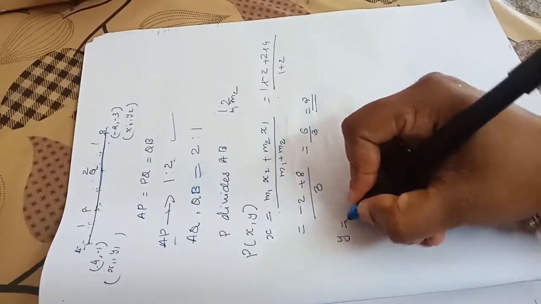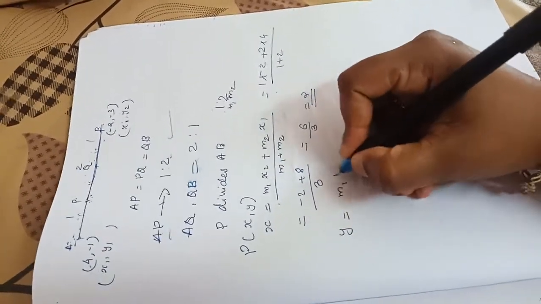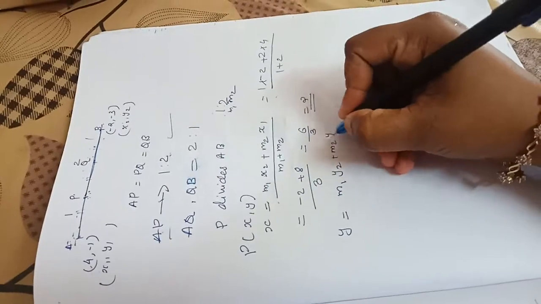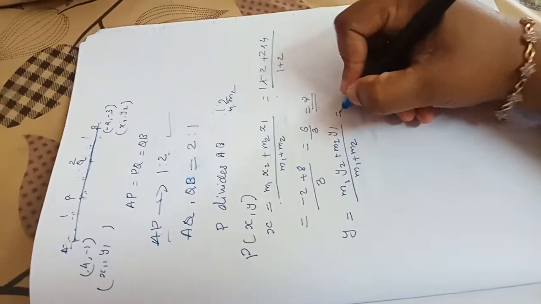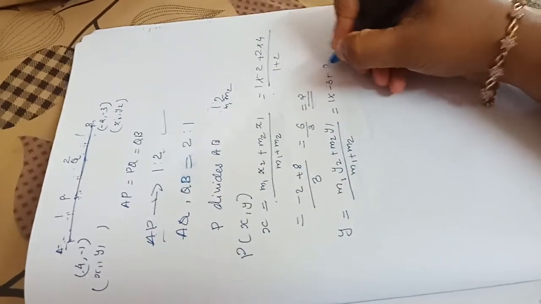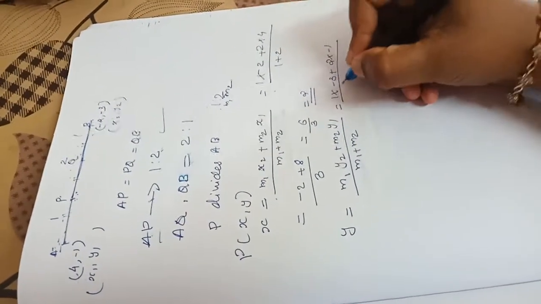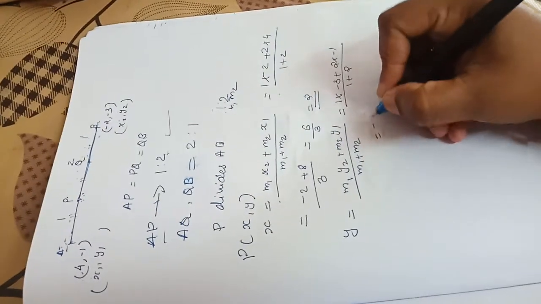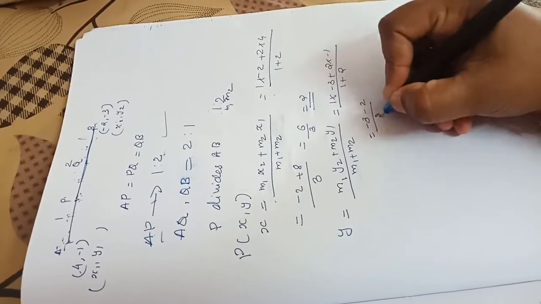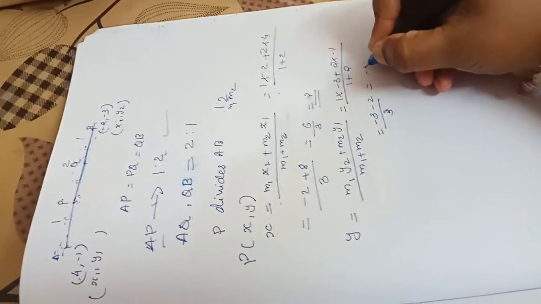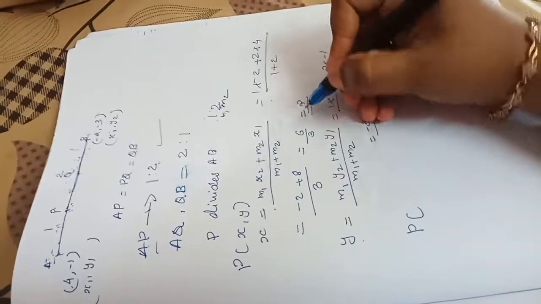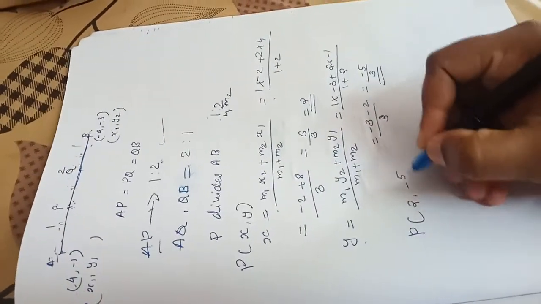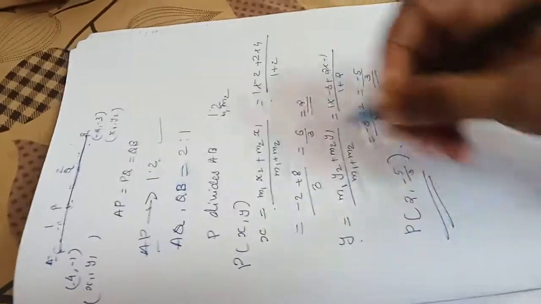Again we have to calculate y: (m1 y2 plus m2 y1) divided by (m1 plus m2). So we get 1 into minus 3 plus 2 into minus 1 divided by 1 plus 2. We get minus 3 minus 2 divided by 3. Minus 3 minus 2 is minus 5 divided by 3. So this point P is (2, minus 5 by 3). This is the required first point.